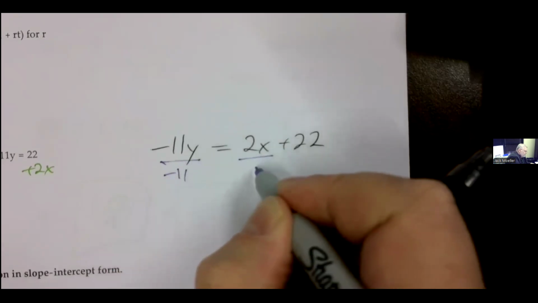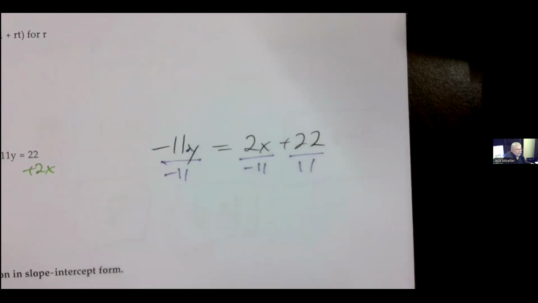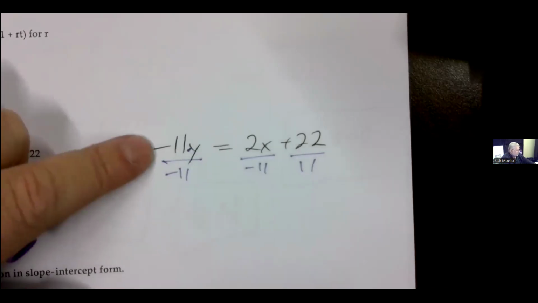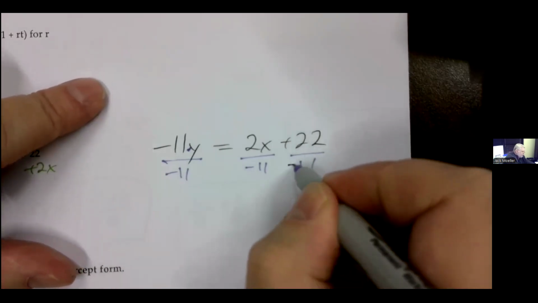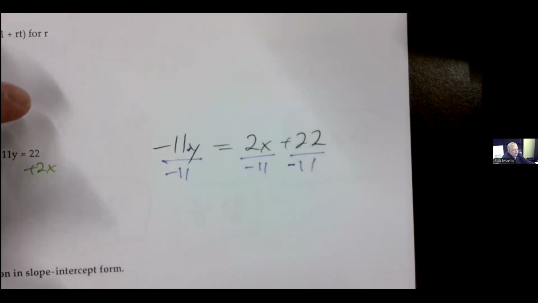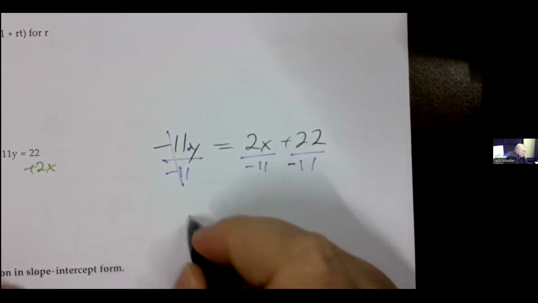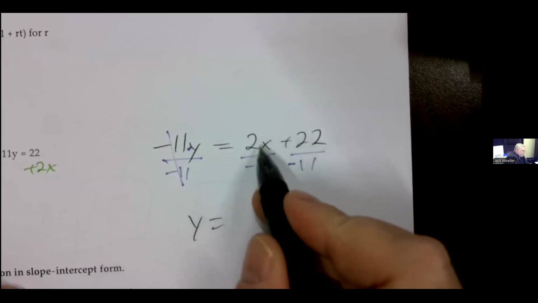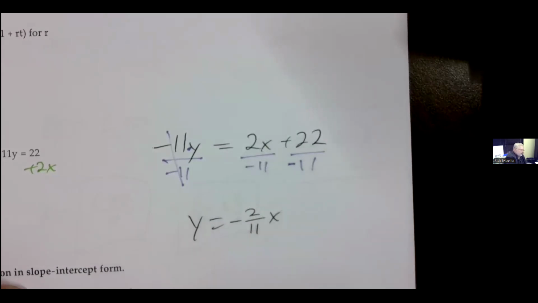And then we've done this before. We're going to get y by itself, so we're going to divide both sides by negative 11. And remember, don't change the sign when you're dividing. And over on this side, divide both pieces by negative 11. Get y equals, and then 2 divided by negative 11 is negative 2/11 x.